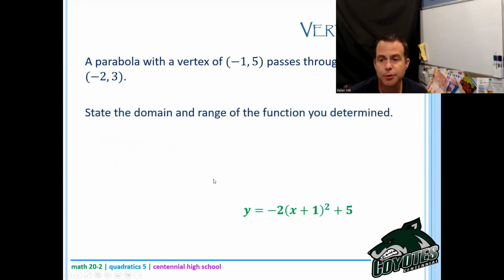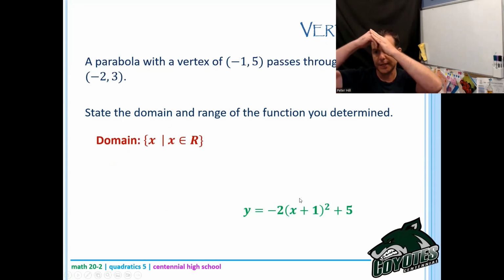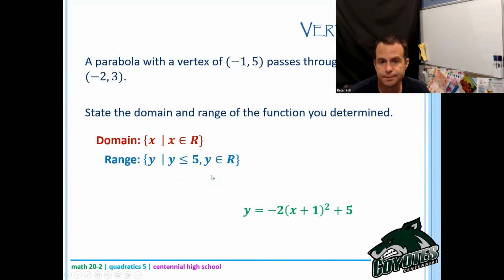State the domain and range. Well, we know the domain is always going to be x as a member of the reals for quadratics. And then for the range, I know I open down because my a value is negative. I know my maximum then would be 5 because that's my k value. And so I can say that y is less than or equal to 5.